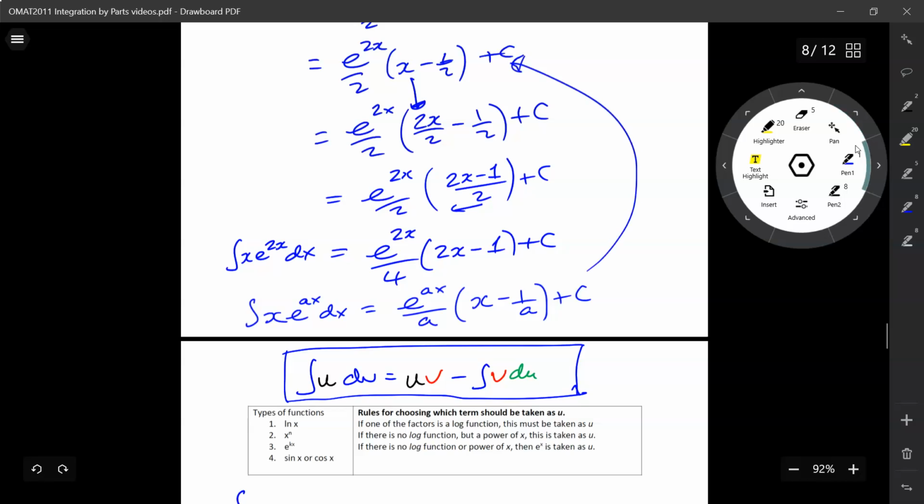And then the following steps I taught you a little bit. But it's just that this could give you this general formula here. That would give us the general formula if I tidy it up: the exponential ax over a squared times ax minus 1 plus a constant of integration.